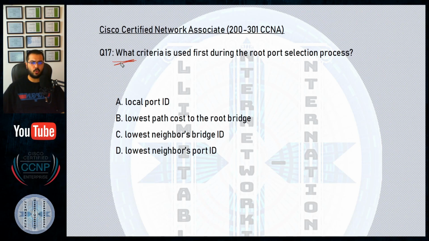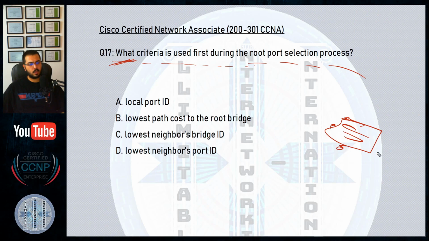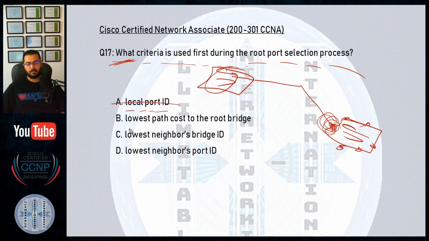What criteria is used first during the root port selection process? If I have a switch and it has multiple ports, what is the first thing that the switch will look at when it elects one of its ports to become the root port? This root port should lead me to the closest path that will reach the root bridge. So the local port ID, no. The lowest path cost to the root bridge, yes.